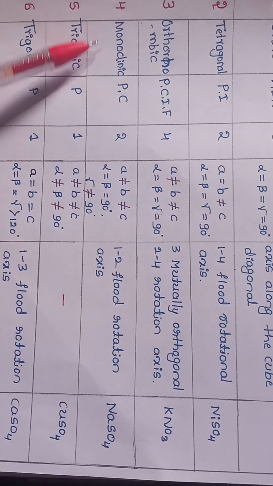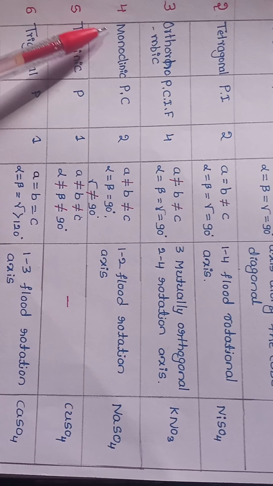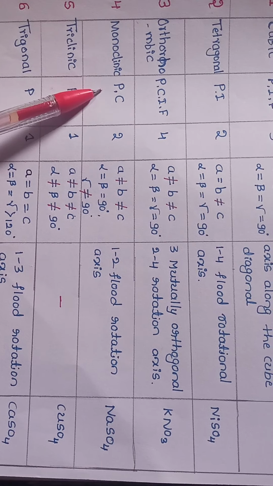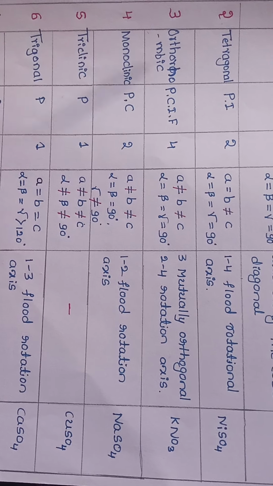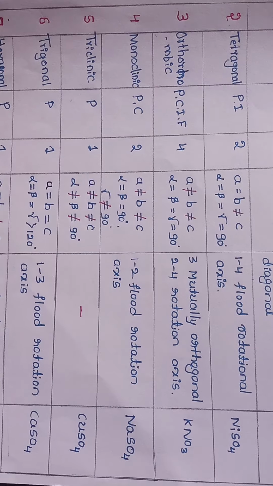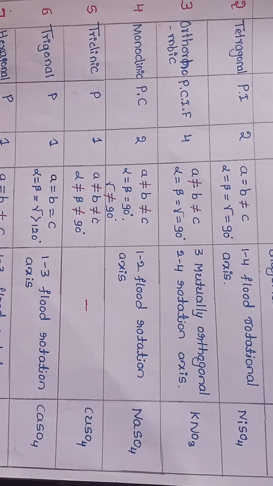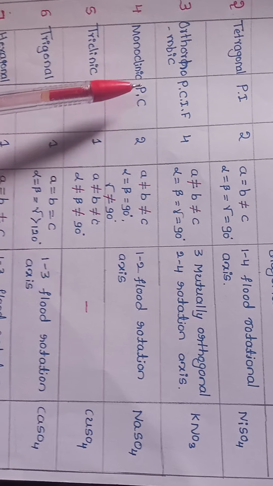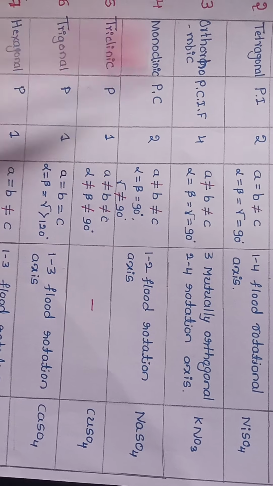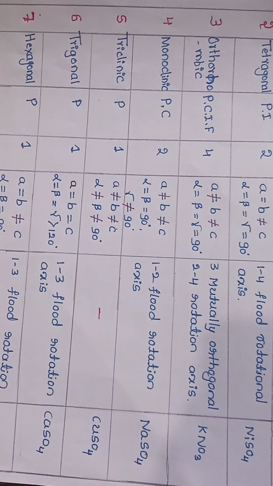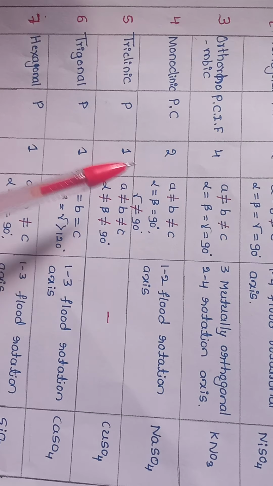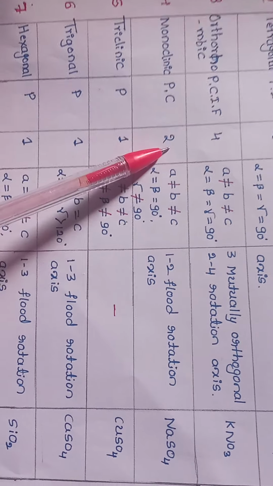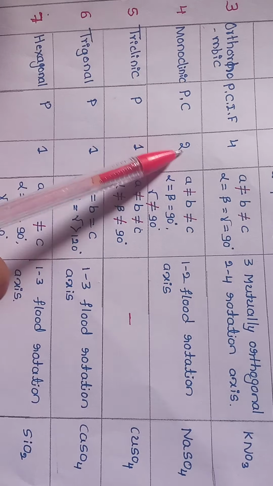Next one, monoclinic. In the monoclinic system, you have to use the symbols P and C. Among the 14 Bravais lattices, you have to use the two monoclinic systems. Those symbols are P and C. P means primitive unit cell and C means it is side centered. Next, here the number of lattices is 2 because P and C are there.